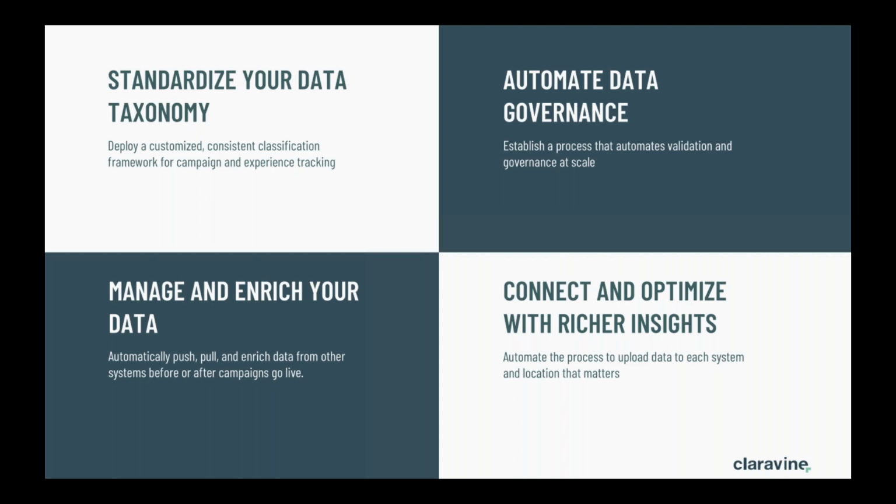You want to be able to easily manage and enrich your data by pushing and pulling data from different platforms and making sure that data is aligned before the campaigns go live. Automating this serves a big purpose so that you can scale and get this across your entire enterprise, and then use that data to optimize your performance and get richer insights out of your campaigns.